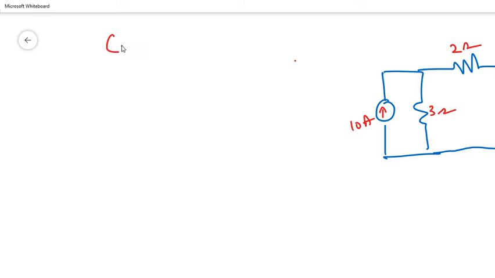Determine the current across the 5 ohms resistor. So first I am going to mention the nodes. Here the node is V1 and here the node is V2, and here I am going to mention the third node, that is V3. So I am going to get 3 nodes, so 3 node equations. First I am going to write at node 1.